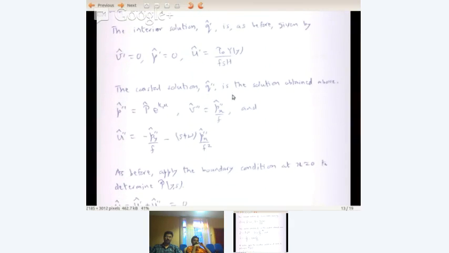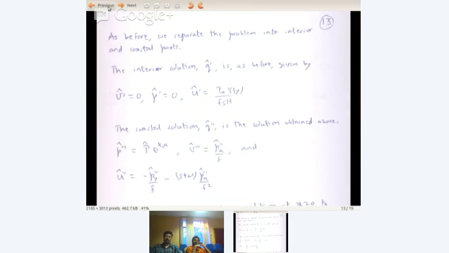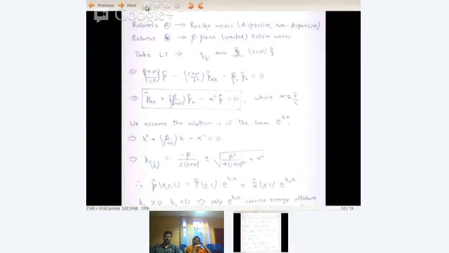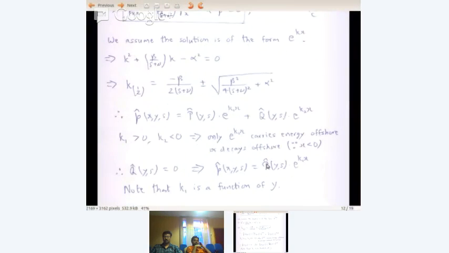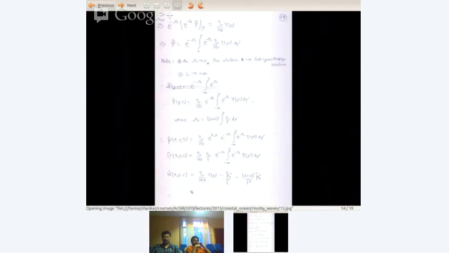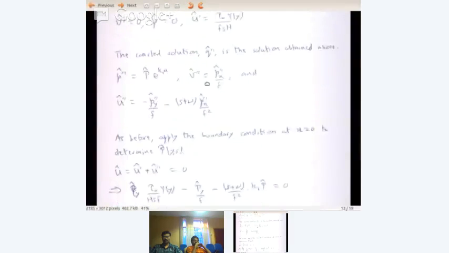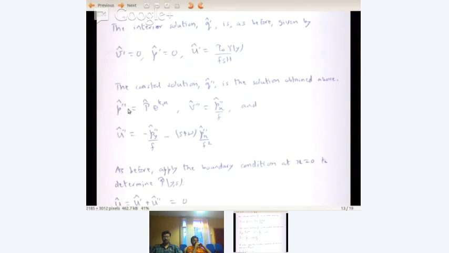The coastal solution is the solution obtained above. That is what we got here. So p double prime hat is capital P hat into e power k1x. V double prime hat is p double prime hat x by f. We'll have to determine that.